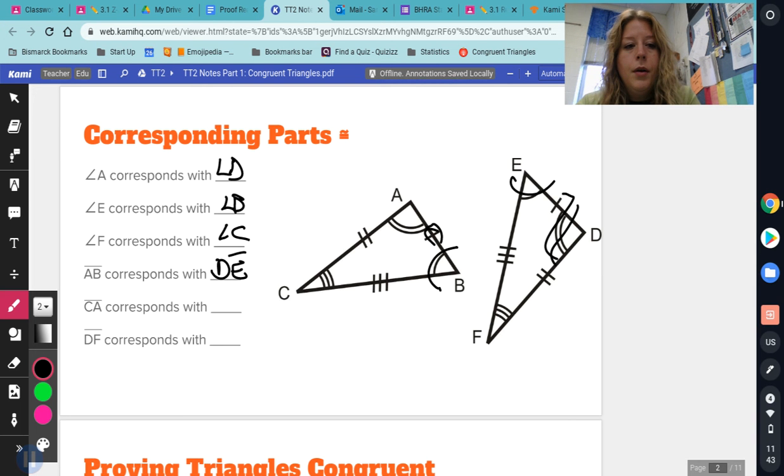But I did it wrong, didn't I? I just said it backwards. I went from 2 to 1. CA, 3 to 2, corresponds with FD, and DF, 2 to 3, corresponds with AC. So just inverses.